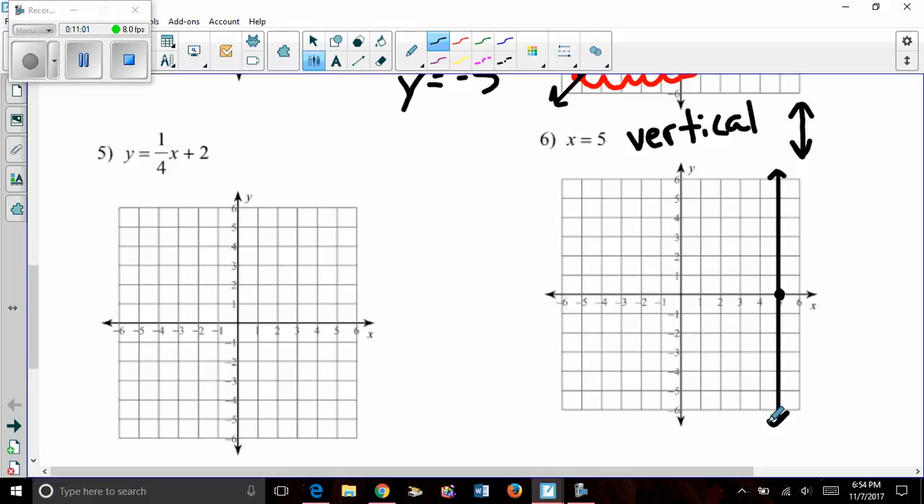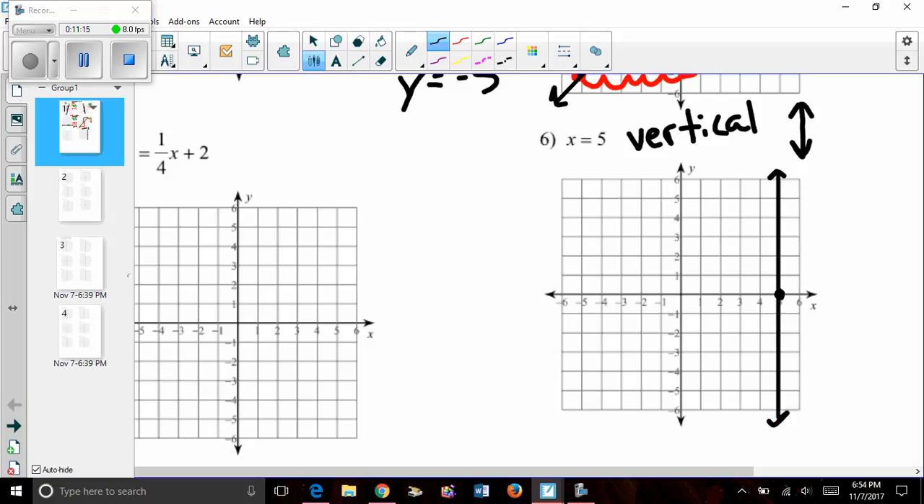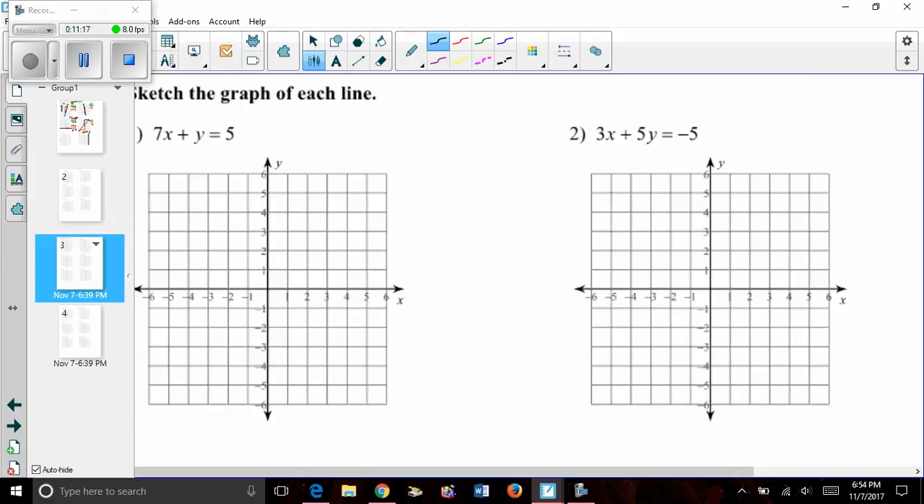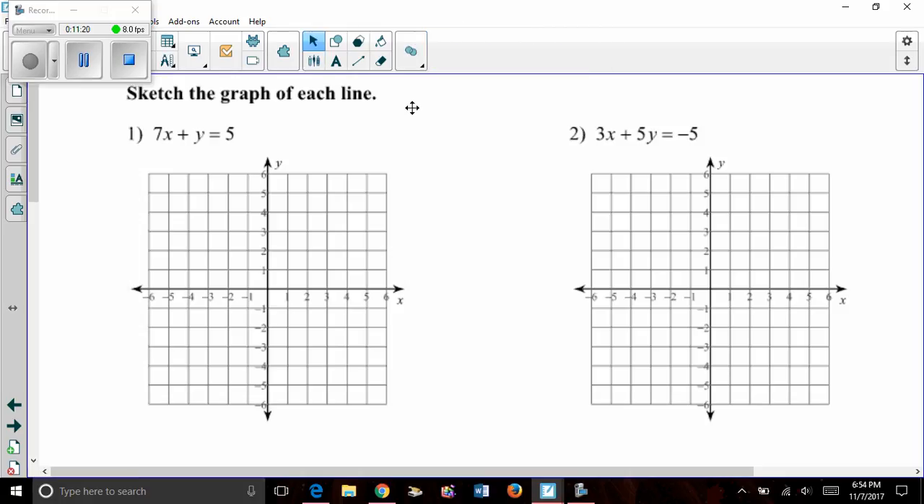Now, one more part to this. These were all in slope-intercept form. But what happens if we have an example that's not in slope-intercept form? I'm going to flip the page to more examples. And we're going to look at examples that are written in what we call the standard form. Remember that the standard form is when we have ax plus by equals c. In number 1, we have 7 is our a, we have a 1 for our b, and then 5 for our c.